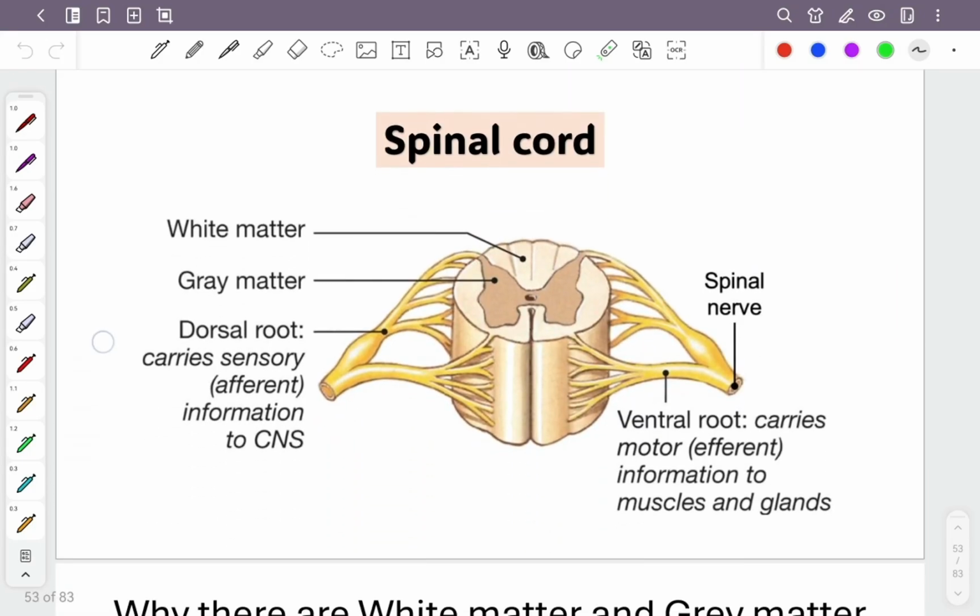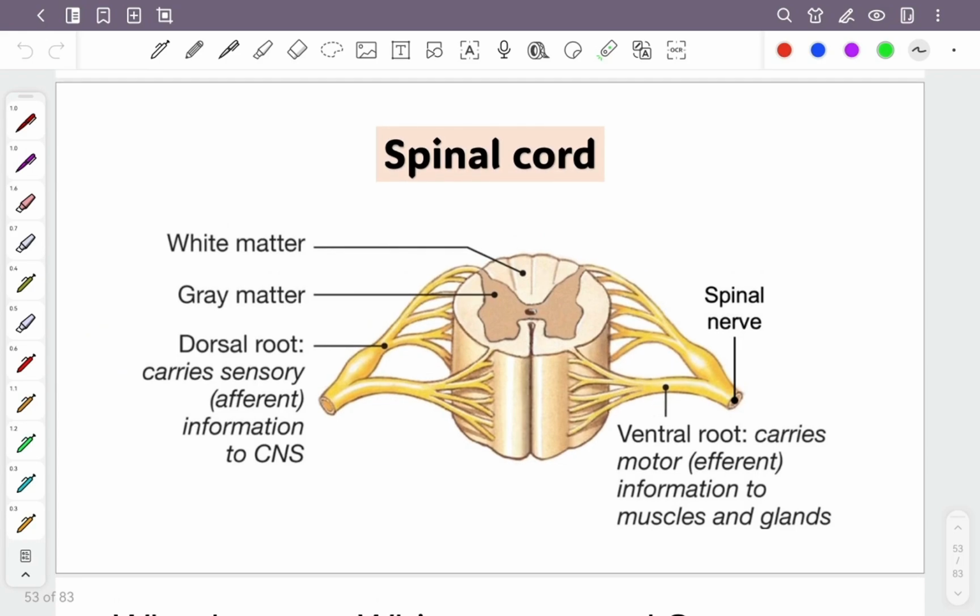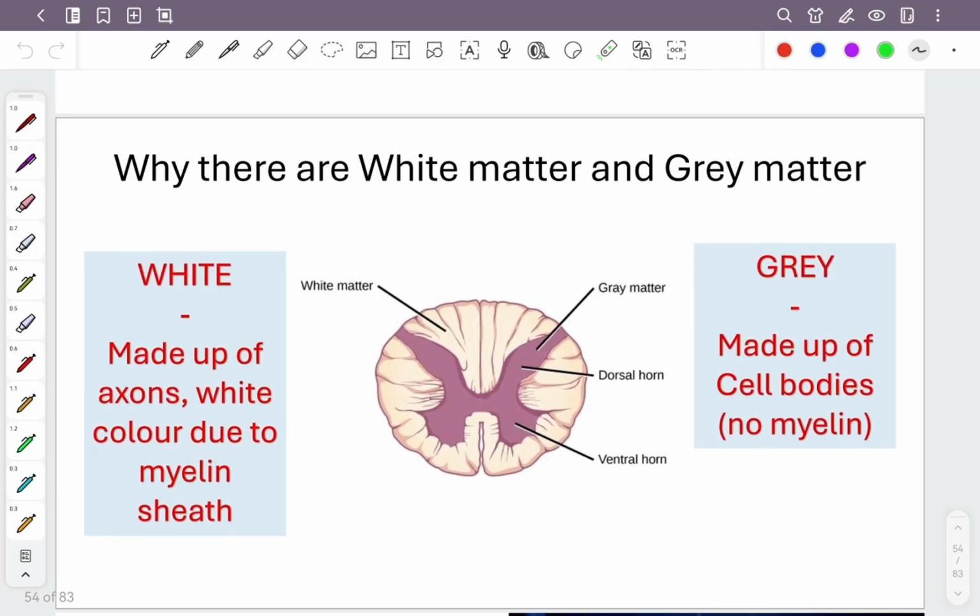Understand? So now going back here, just now you can see there is grey matter and white matter, right? A lot of white matter. The butterfly is grey in color and the outside of the butterfly is white. There is a reason why. It's because the white one is made out of axons. White color is due to the myelin sheath.